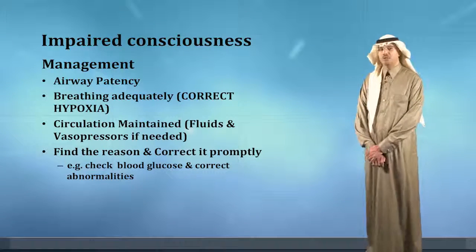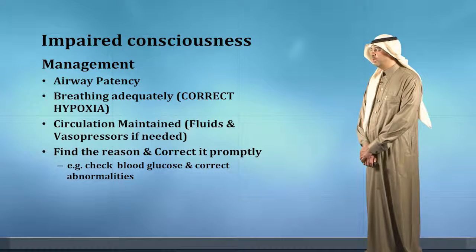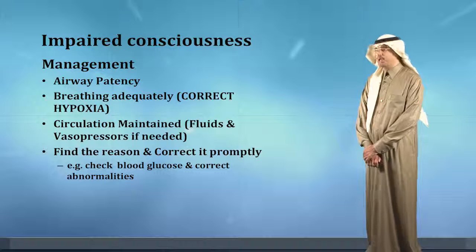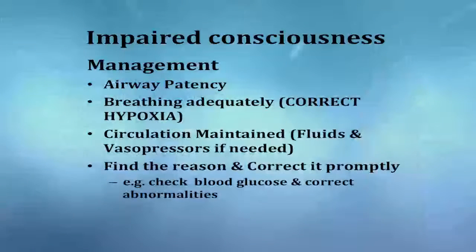How can we manage an impaired conscious level? First of all, we want to make sure that the airway is patent, the patient is breathing adequately, and the circulation is maintained. Then we need to seek and find the reason and correct it promptly, such as checking the blood glucose or correcting any other abnormalities that might lead to impaired consciousness.